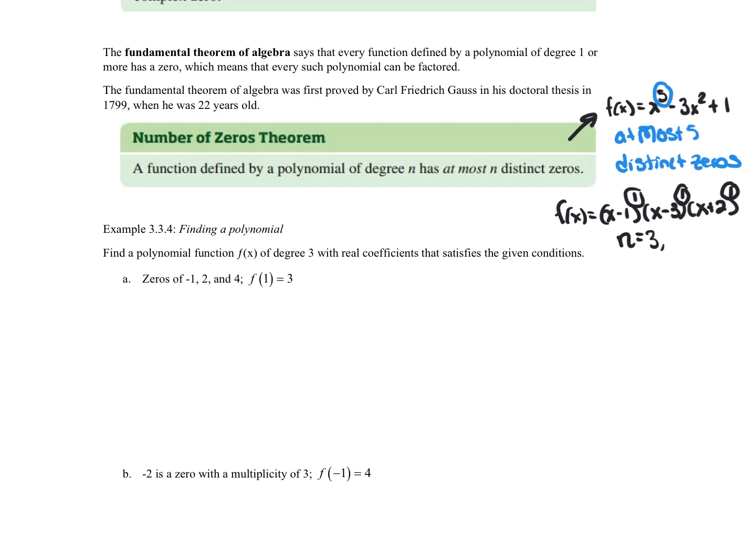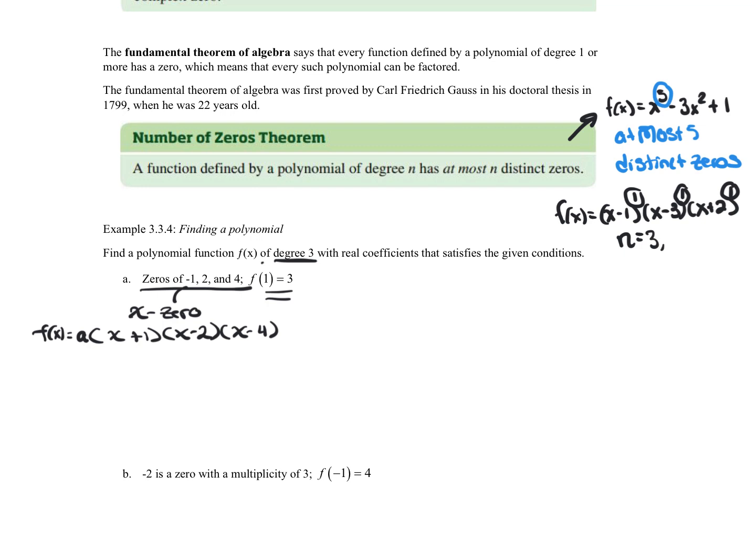So let's try. It says to find a polynomial of degree 3 with real coefficients that satisfies the given condition. So if these are zeros, I'm going to take them and you're always going to write x minus whatever the zero was. So x minus negative 1 makes x plus 1, x minus 2, x minus 4. So this is not my polynomial, because I'm going to have f of x equals your leading coefficient a. And so that's where the second piece right here comes in.